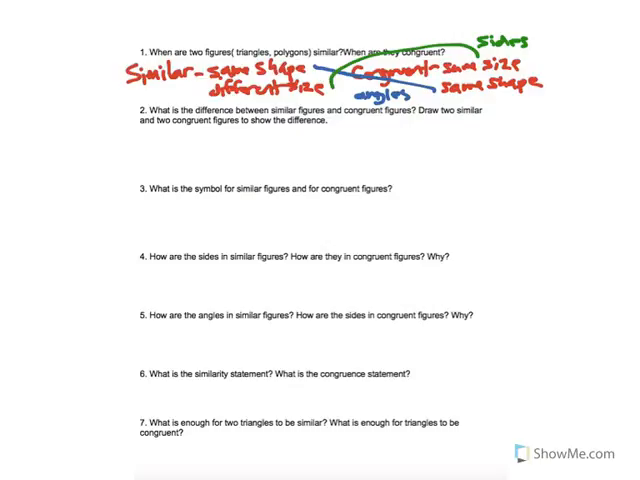Number 2. What is the difference between similar figures and congruent figures? Draw two similar and two congruent figures to show the difference. Okay, so for a similar figure, we're going to have a small triangle here and then a larger one here. This is going to be the child of the parent, which is the bigger one. And then for congruent triangles, think of them as twins. They're going to be identical. Here, I'm just going to make them a little bigger, okay?